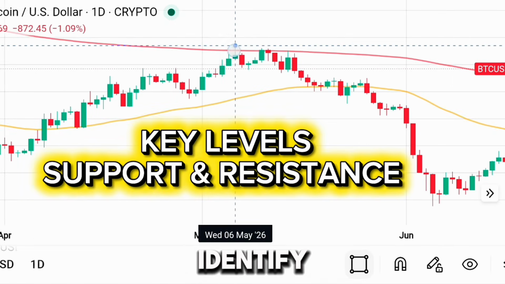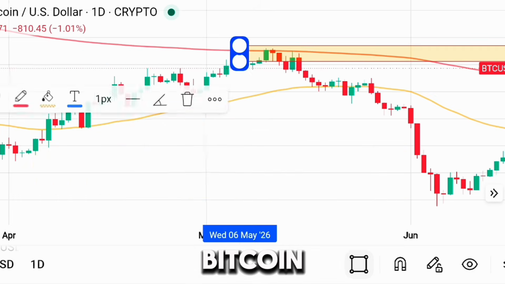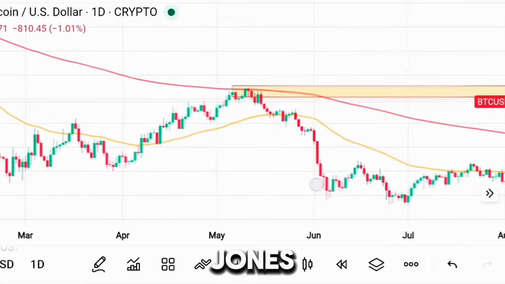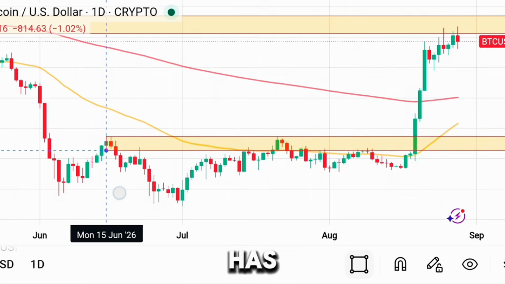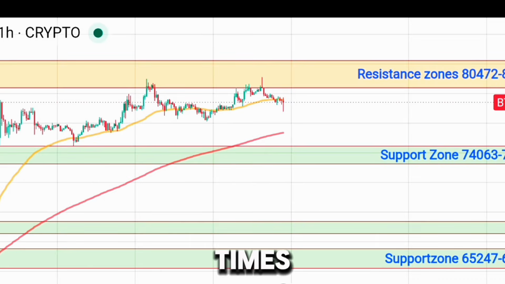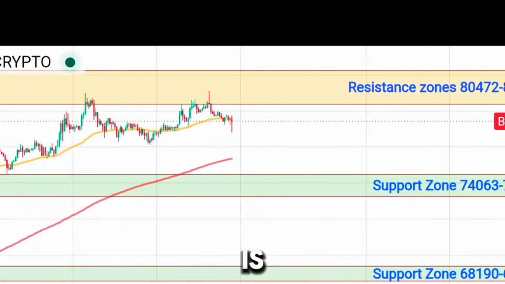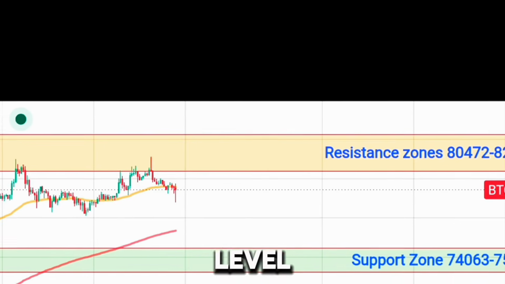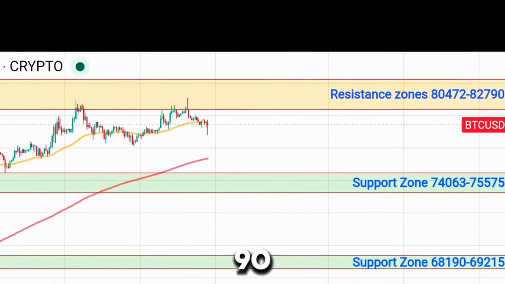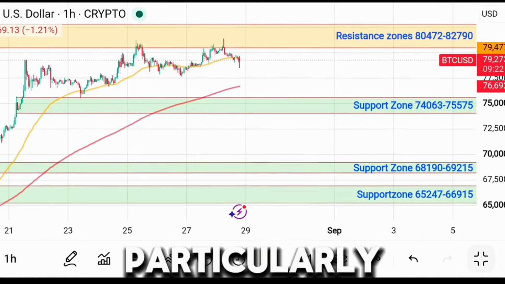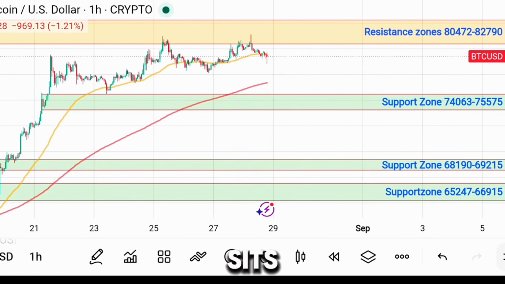Now let's identify the important levels where Bitcoin could potentially react. I mark zones based on areas where price has previously rejected multiple times. The major resistance zone is the 80,472 level to the 82,790 level. This area is particularly important because it sits close to the major weekly swing high, which is the 82,822 level. A confirmed breakout above this region could provide an important signal for the weekly structure.